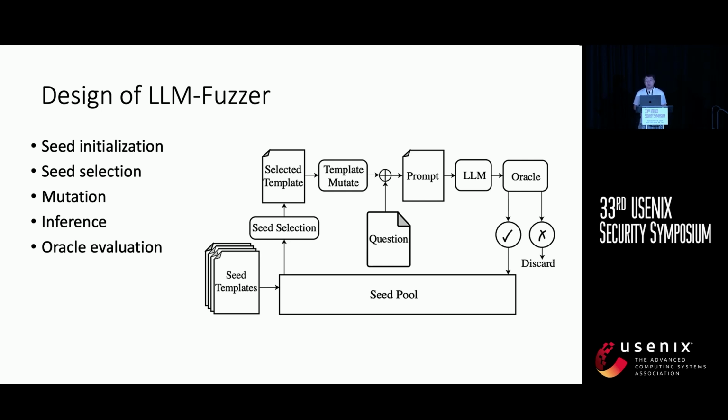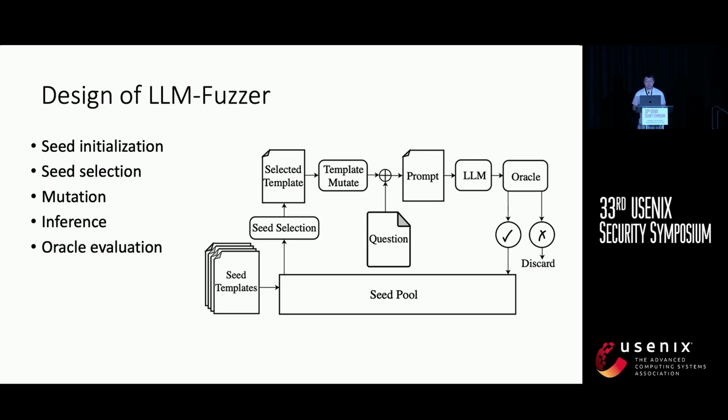We start by collecting and preparing a pool of seed jailbreaking templates that will serve as the foundation for generating test cases. From this pool, we select the most promising jailbreak templates to guide the testing process in each iteration. Then the selected templates undergo mutations to generate new variations of input prompts.